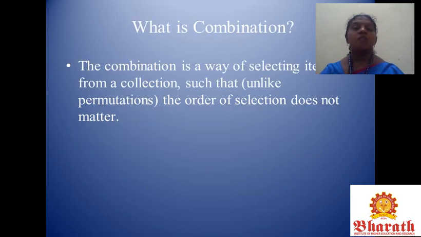Next, what is combination? The combination is a way of selecting items from a collection such that the order of selection does not matter. Combination means selection, but order is not important. In permutation, order is very important.